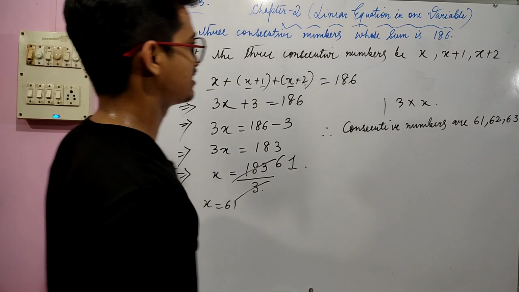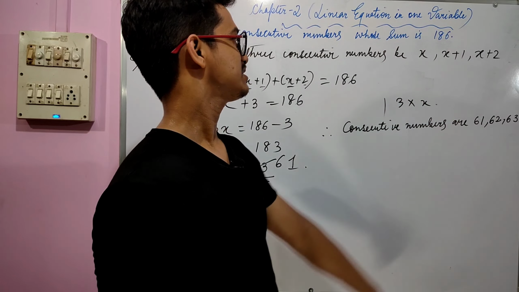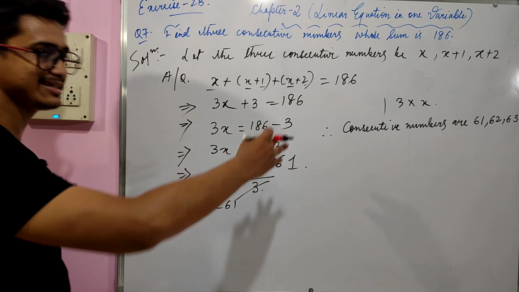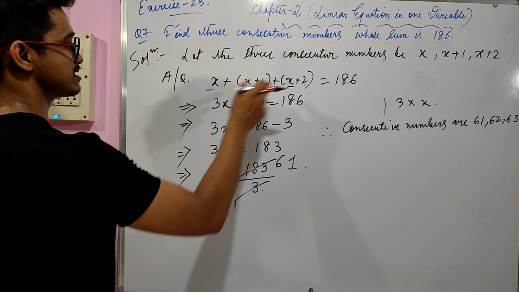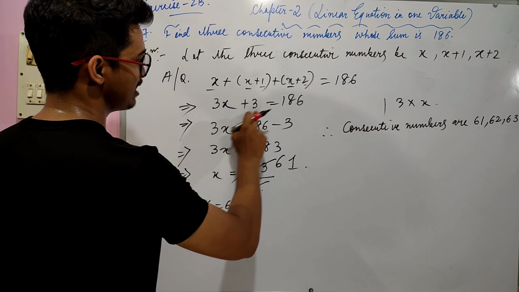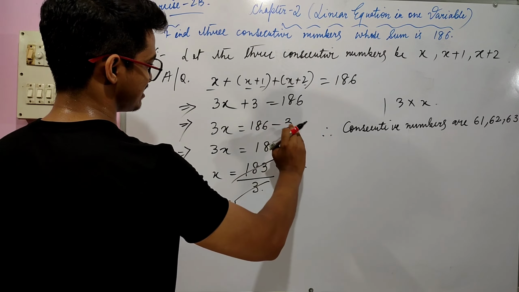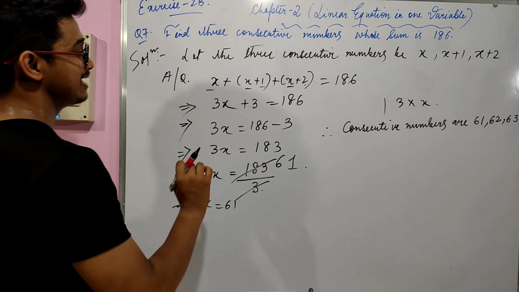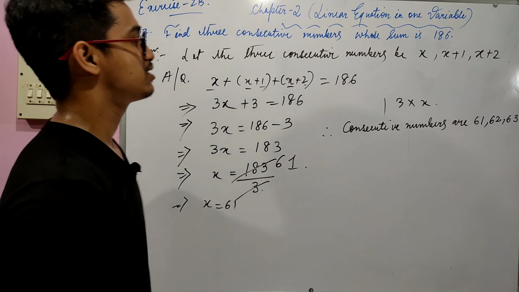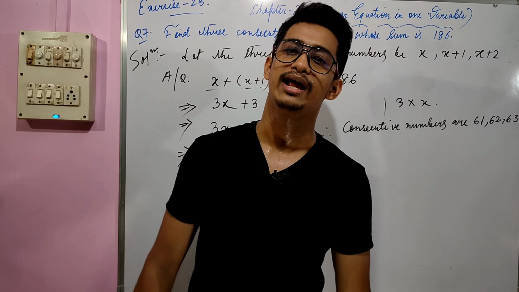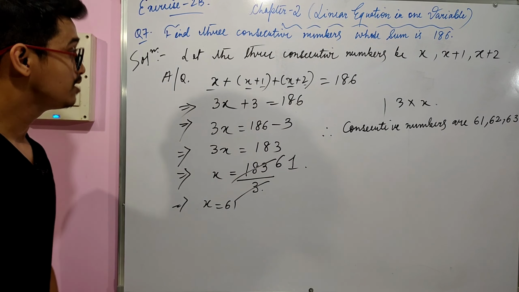That is, the first number is x, the next number is x plus 1, then the third number is x plus 2. Then we simply add these three numbers. x plus x is nothing but 3x, 1 plus 2 is 3, and 186 will remain the same. Now 186 minus 3 is 183, that is basically 61. So the consecutive numbers are 61, 62 and 63. So let's just jump into the next question.